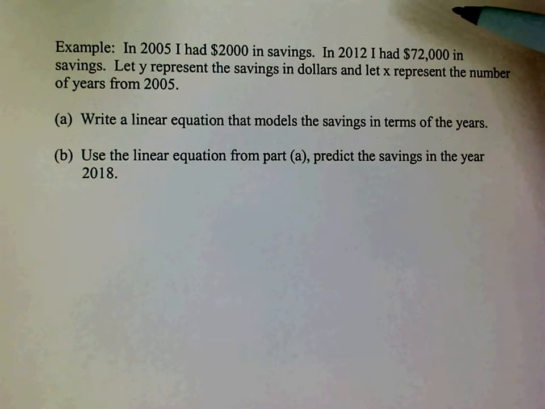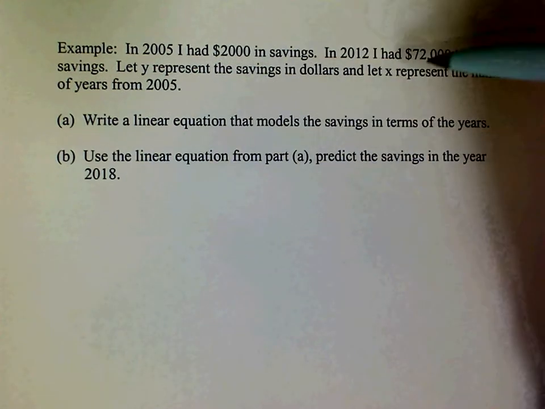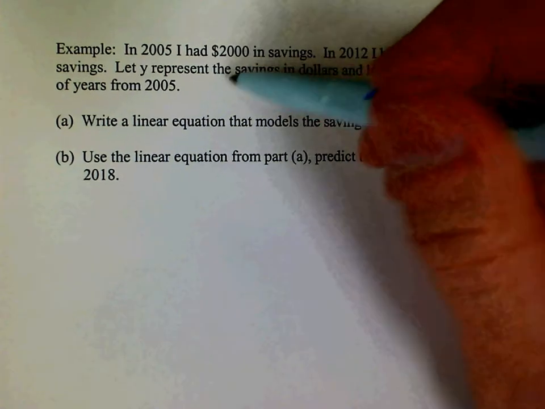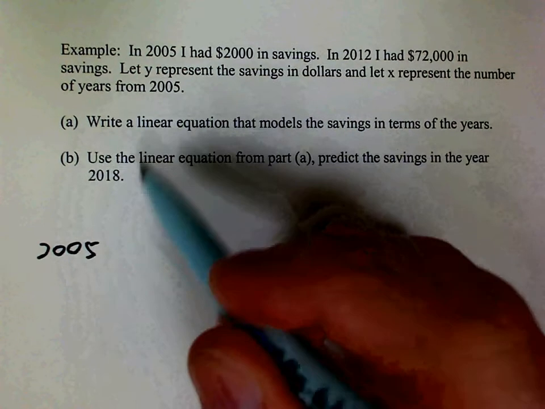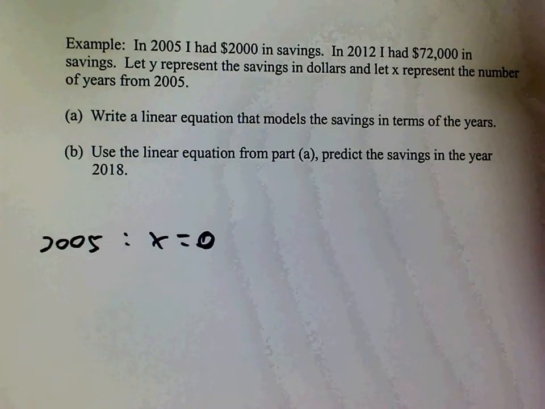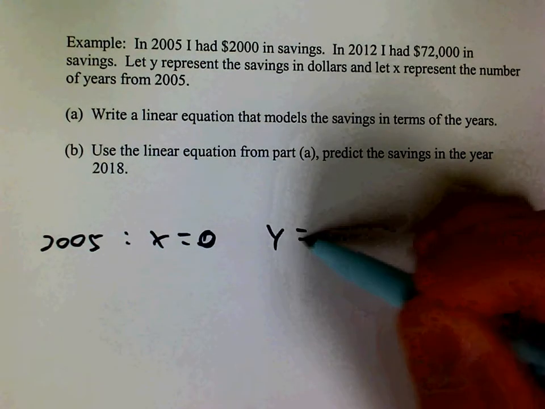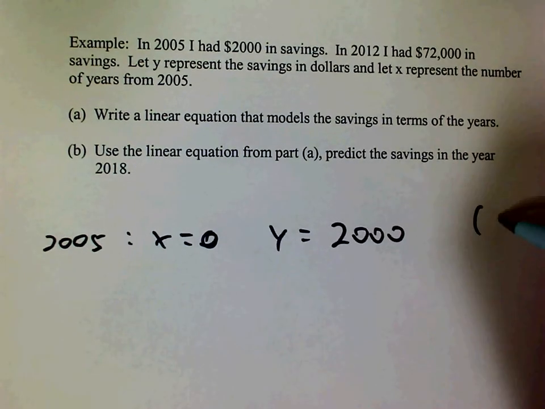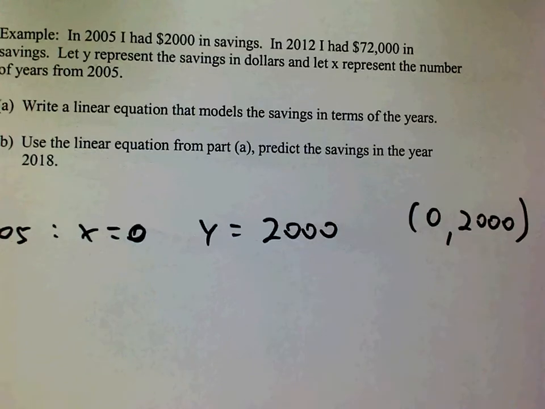Now it looks like it may be a lot of information, but it's actually not, because the first thing we want to notice is that X represents the number of years from 2005. So for the year 2005, we're going to let X equal 0. It's like our initial year that we start with. So for X equals 0, in 2005 we had $2,000. Well, that's one point: (0, 2,000).